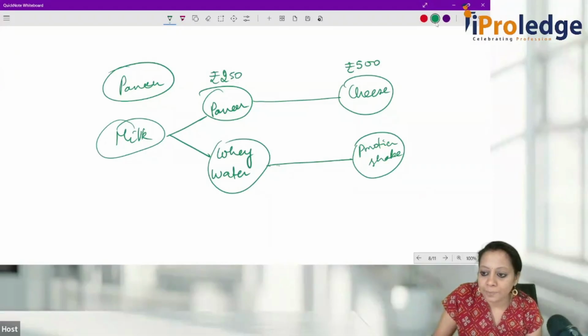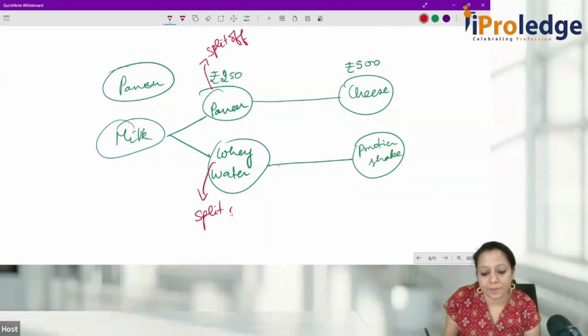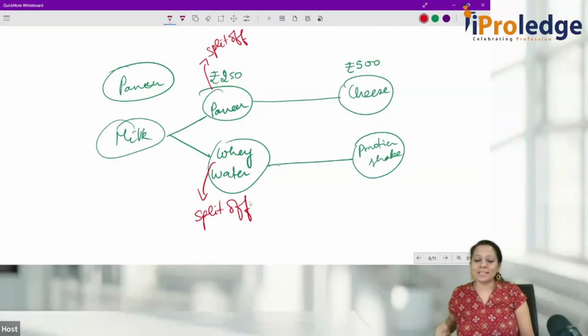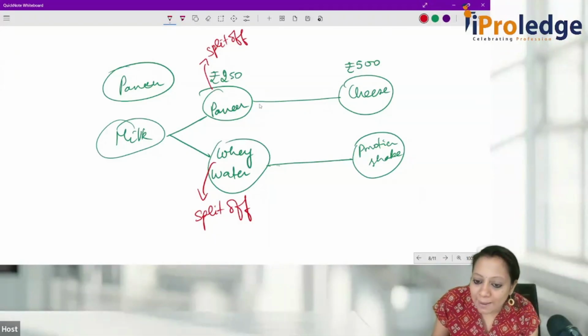This paneer stage is called the split off. Why? Because at this stage, paneer and whey water become separate, and after that, they won't meet each other. That is how you should remember. So, this point is called the split off. And this part is called further processing.